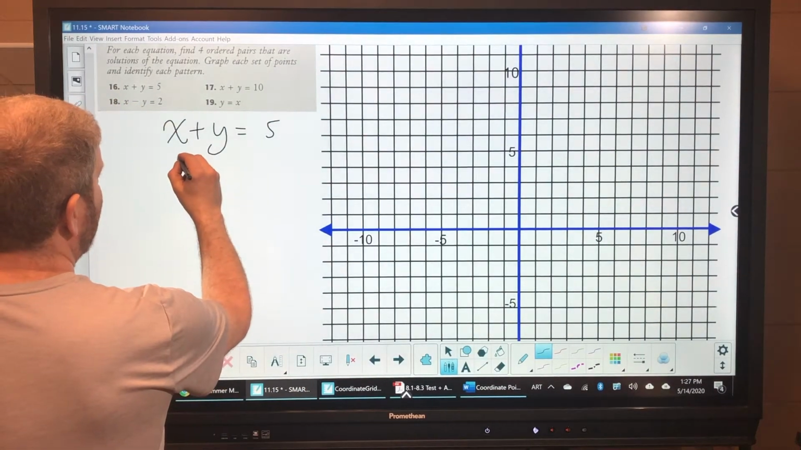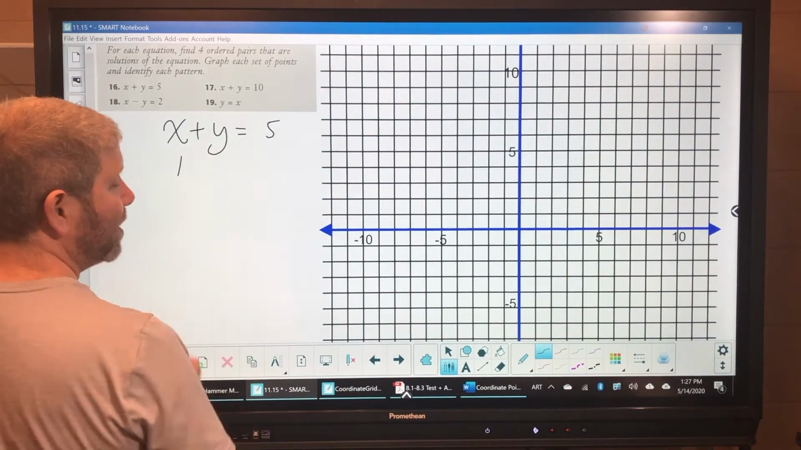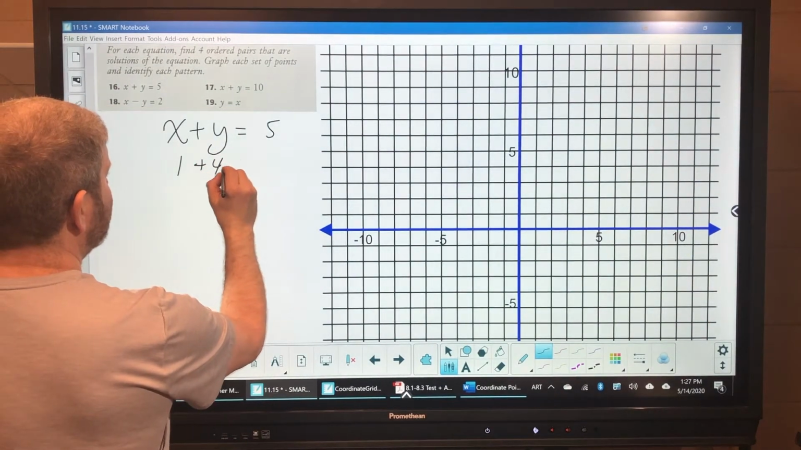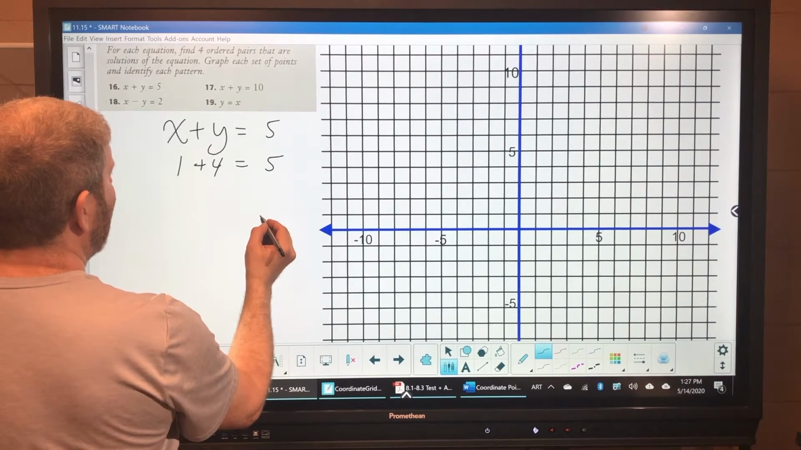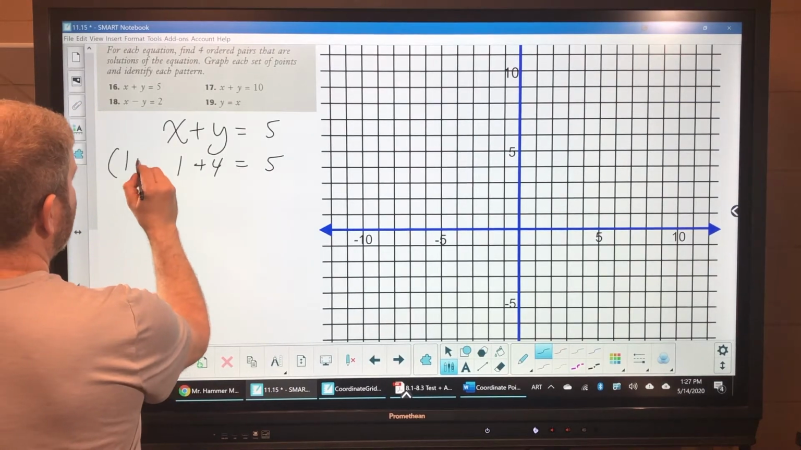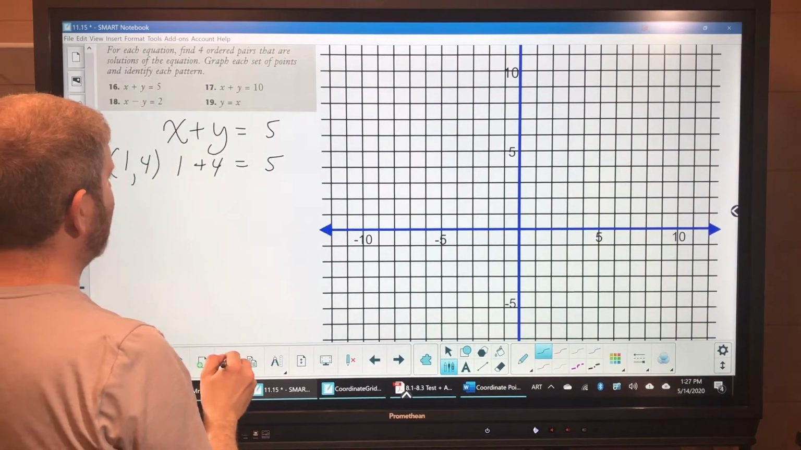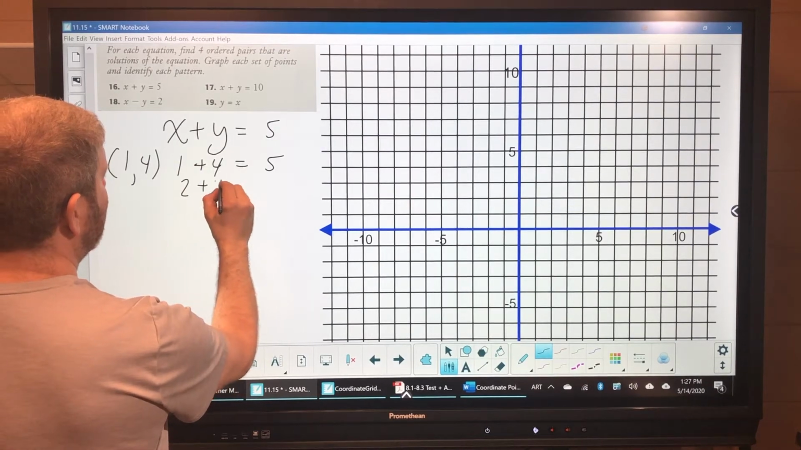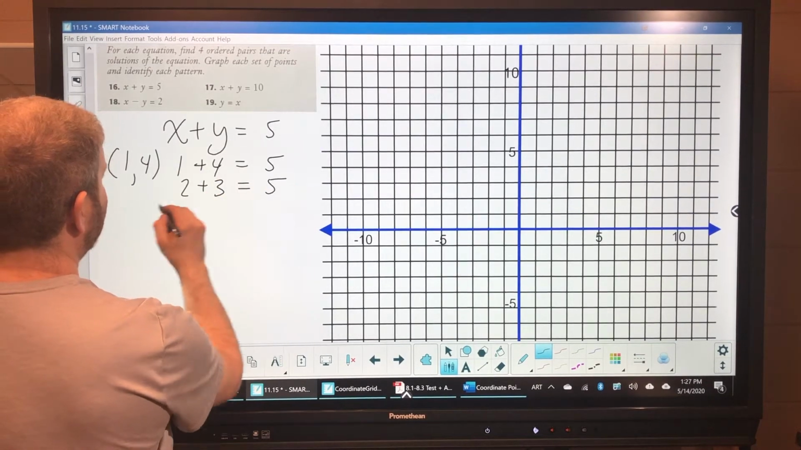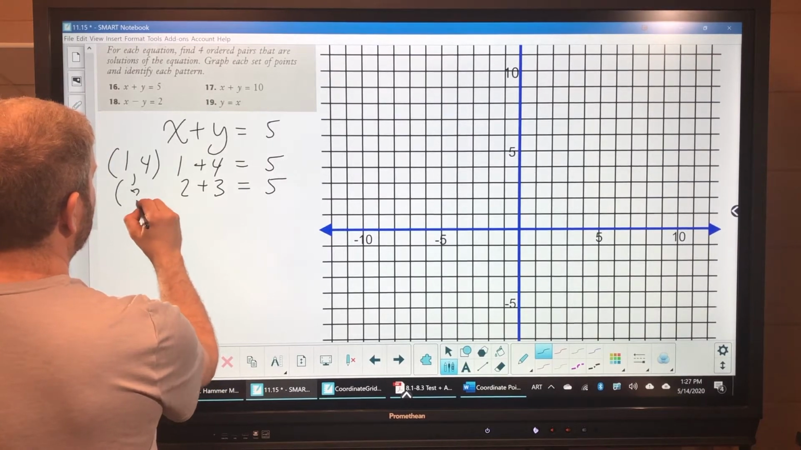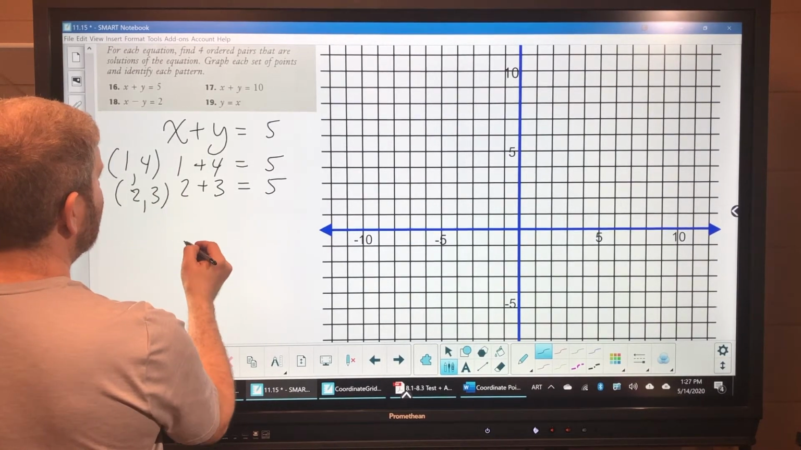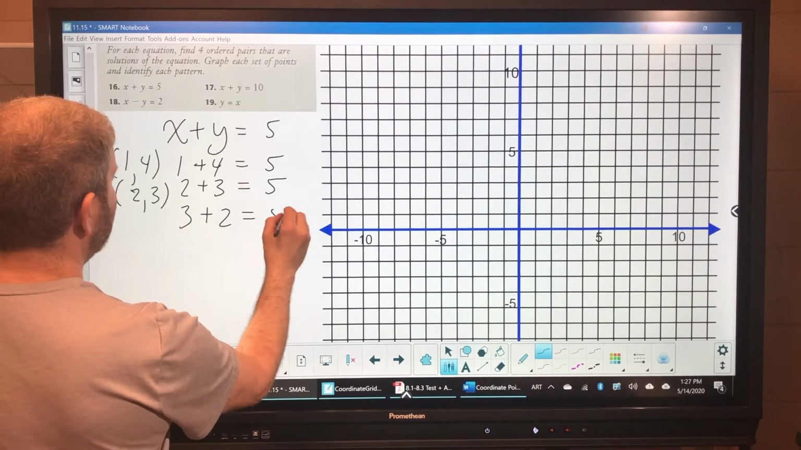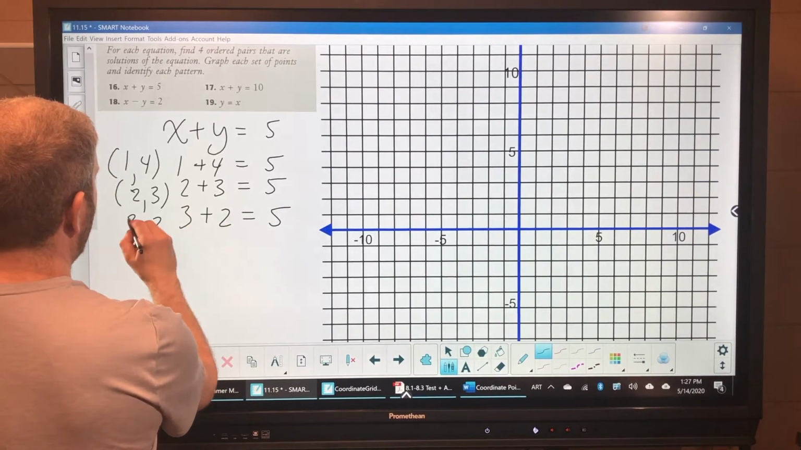So let's pretend my x coordinate is 1. Well, I have to add 4 to make 5. That means I would get a coordinate of 1, 4 for this example. Well, I could also choose 2 for the x coordinate, in which case I would be adding 3 to give me 5. So my x and y coordinates would be 2, 3. I could keep going. 3 plus 2 gives me 5. My x coordinate would be 3, my y would be 2.